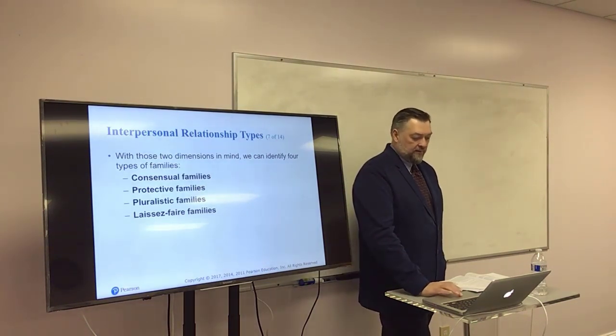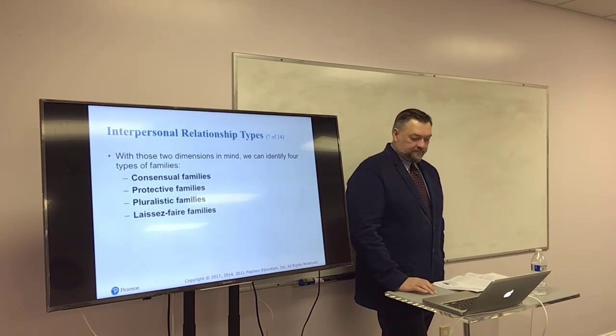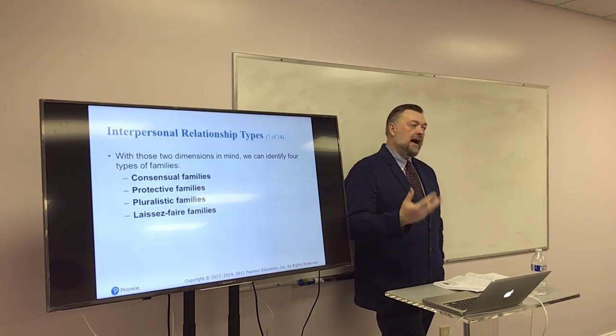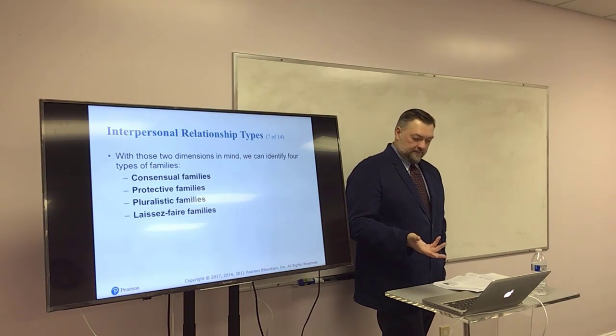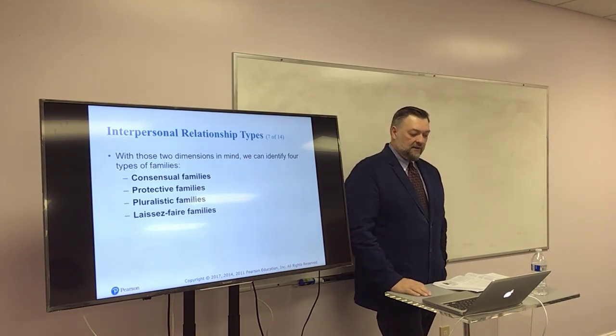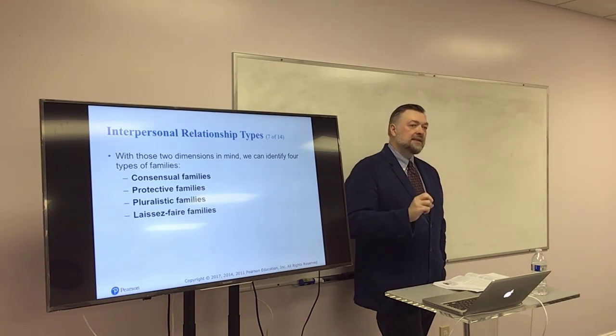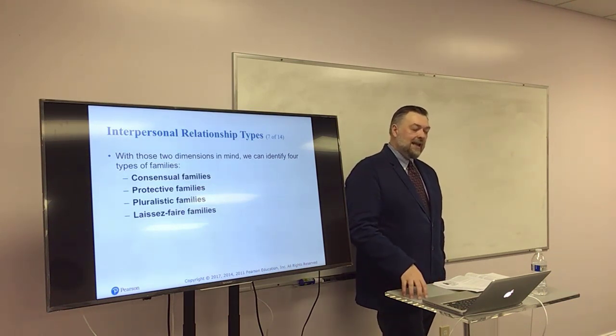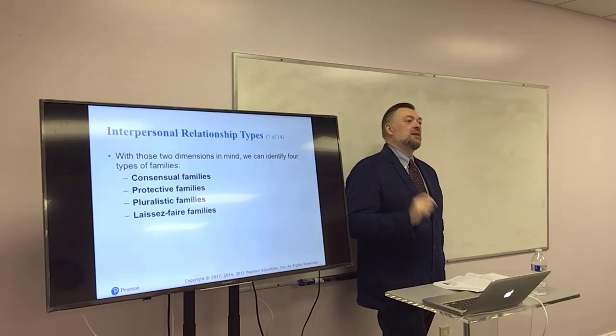Again, the terminology might be new for you, so let me outline it this way. Consensual families usually have a lot of conversation. They talk things out back and forth, but they also conform to one another. They believe in sticking together. They encourage communication, but seek agreement. Okay, that's consensual families. Protective families are high in conformity and low in communication. That means they're more about protecting who they are, and they're not really interested in discussing any alternatives.